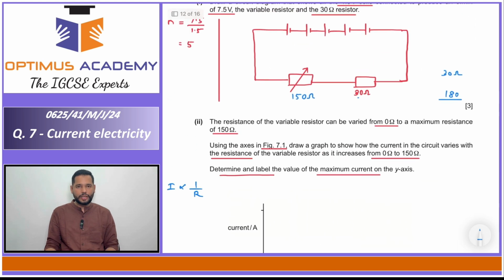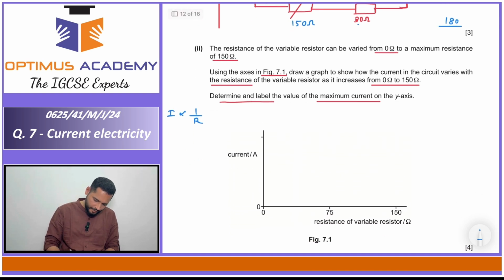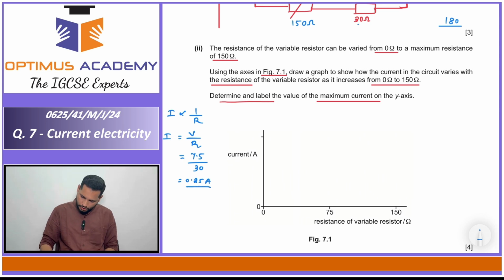So what will be the least value of resistance in the circuit? When the variable resistor has 0 resistance and the external resistance of 30 ohms is the only part of the circuit. So the maximum value of current will be equal to V divided by R, that is 7.5 upon 30. The answer is 0.25 ampere. Now, they are asking us to first mark on the graph this maximum value of current. So we will mark it over here as 0.25 ampere.